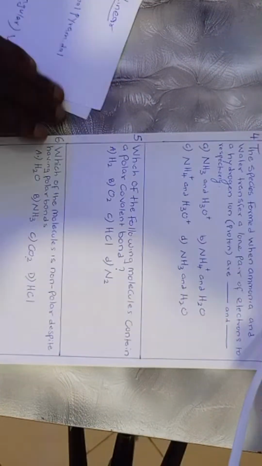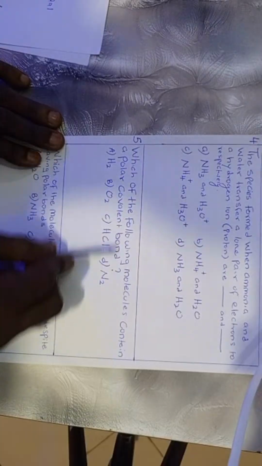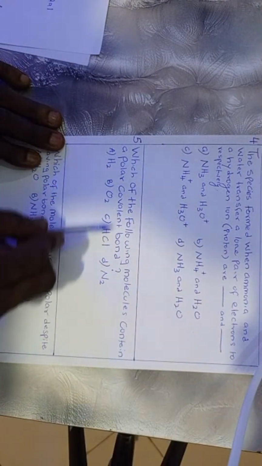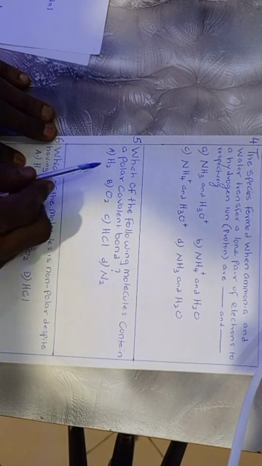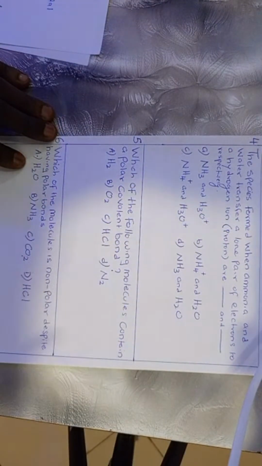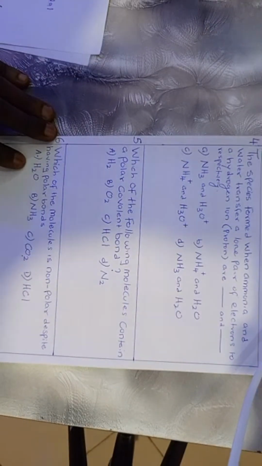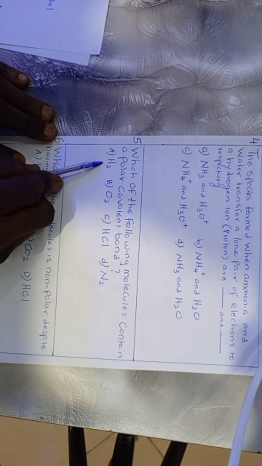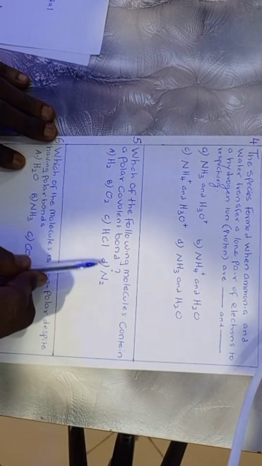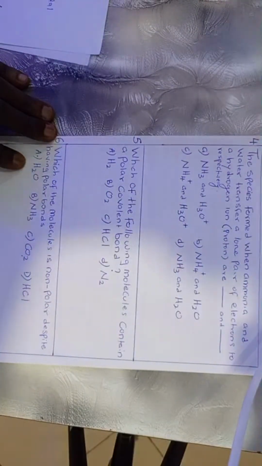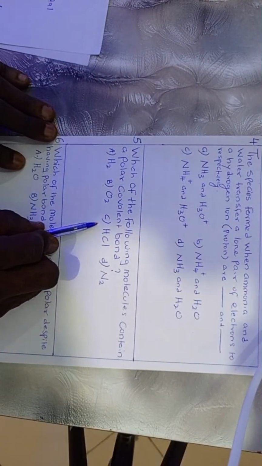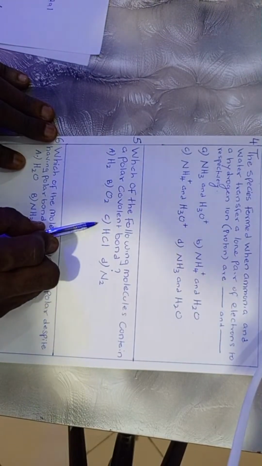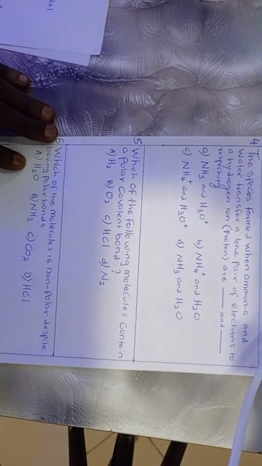Now going to question number 5. Which of the following molecules contain a polar covalent bond? Now remember, the bond formed between atoms of the same element is basically non-polar. So option A, option B, and option D contain non-polar covalent bond. Now only option C here contains polar covalent bond. So because of that, the correct answer is option C for question number 5.